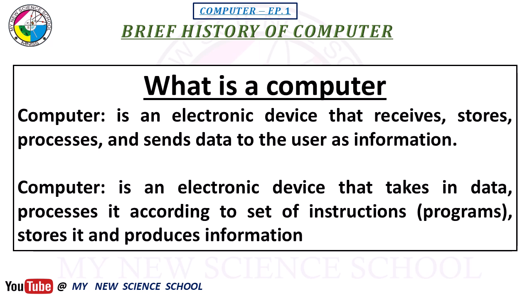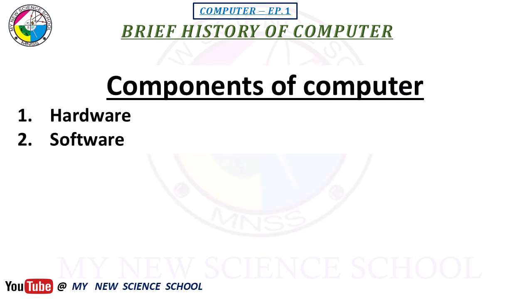Now, we have defined computer. Let's go to the component of computer, because now we define computer as something that works based on electricity, or it uses electricity to function and receive, process, and send data. Now, what are the components that made up the computer? We have two main components: hardware and software. These are two main components of computer. So, if somebody asks you what are the components of computer, your answer will be hardware and software.